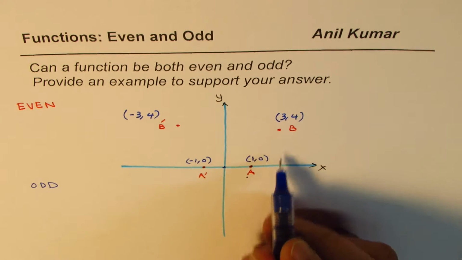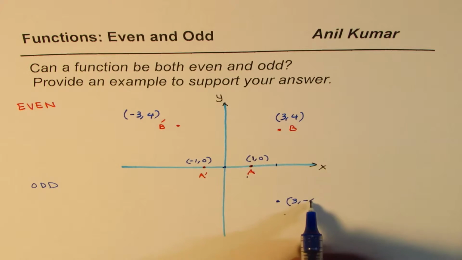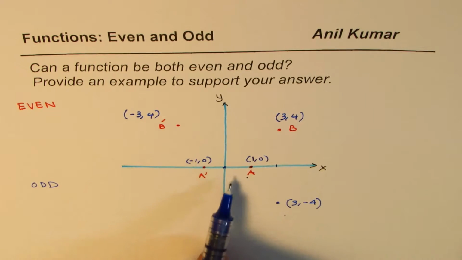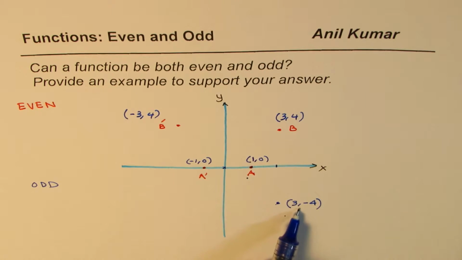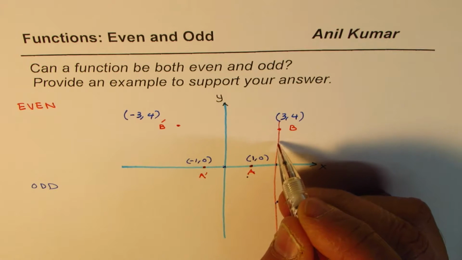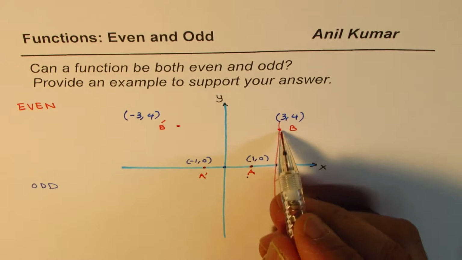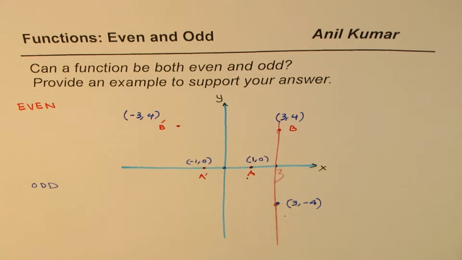So at 3, which is here, I will have a value which is minus 4. So I get a point which is 3, minus 4. Do you see that? Reflecting it about the origin gives me the point 3, minus 4. As soon as I write this point 3, minus 4, it fails the vertical line test. Do you see that vertical line test? So that means on this line at x equals 3, I have two y values. So it is no more a function. Do you see that?